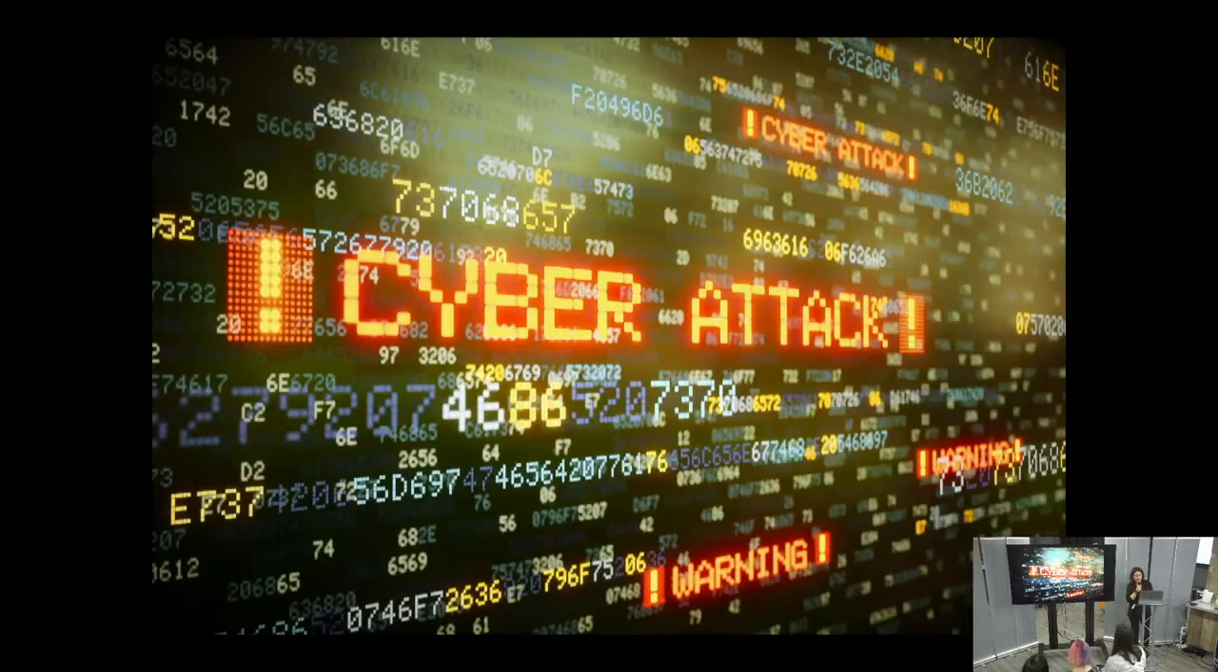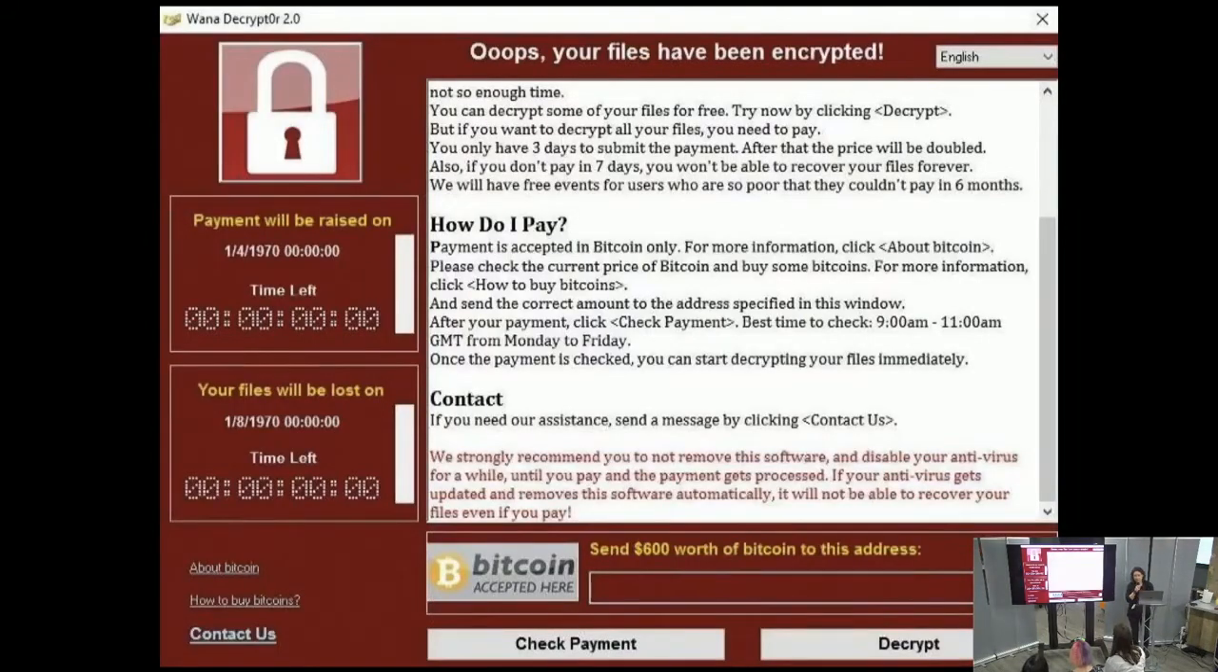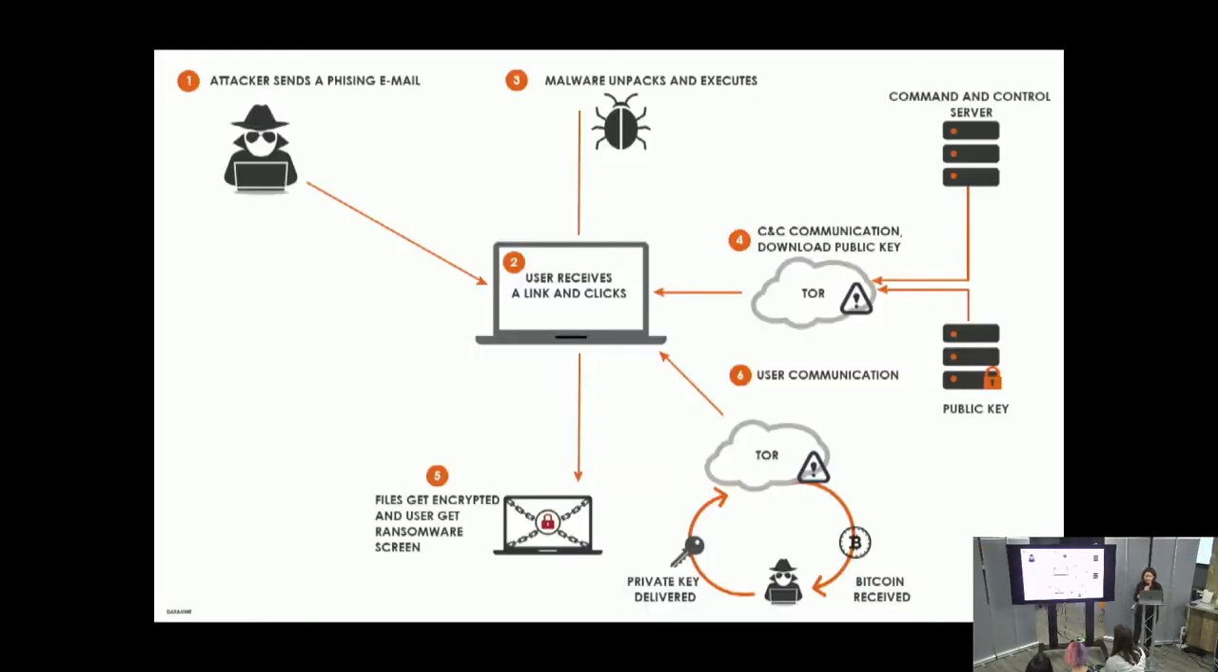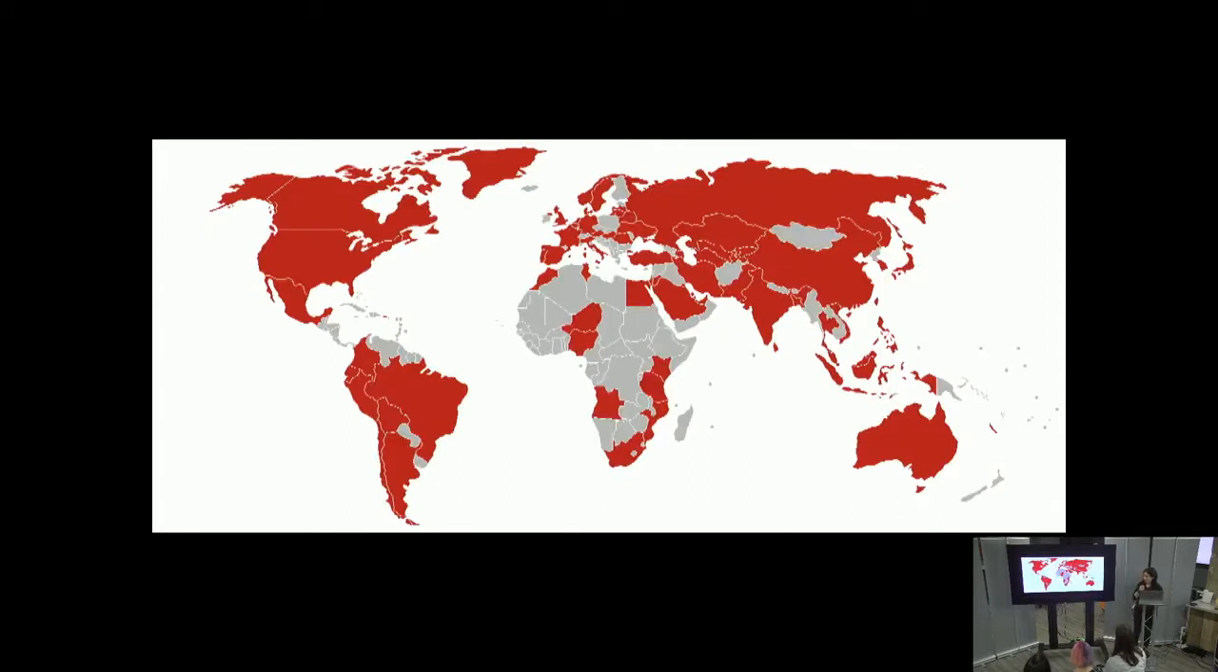Another example of a cyber attack, and you're probably familiar with it, is ransomware. So what is a ransomware attack? The attacker will send a phishing email, and the user will click on the link, and in the background the malware downloads on your machine, then encrypts your data, and you have to pay in bitcoins to have your data decrypted. This was the WannaCry ransomware. It hit 130 countries in total, so it's the biggest ransomware attack.